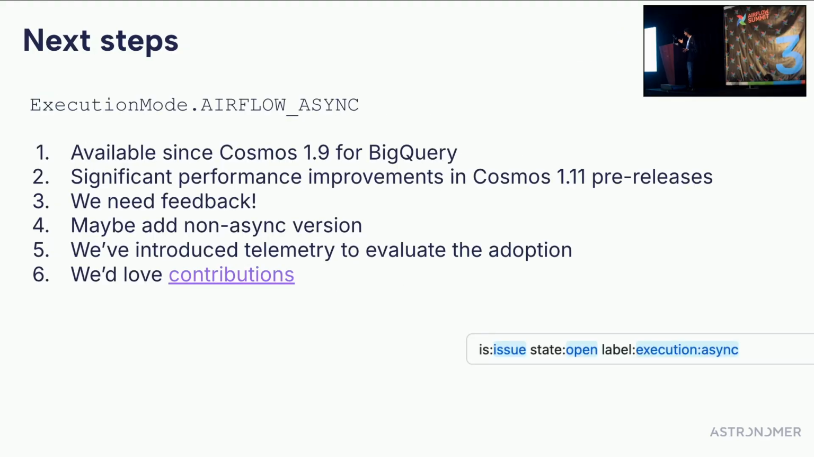Next step: it's available since Cosmos 1.9 for BigQuery. We have made significant improvements in 1.11. We'll release it soon. We value your feedback, and it matters a lot for us, so any feedback is more than welcome. We have introduced some telemetry to collect data so that we can make better decisions on how to proceed here. We love contributions. We already have more than 100 contributors. You can be next. Yeah, thank you, Pankaj.